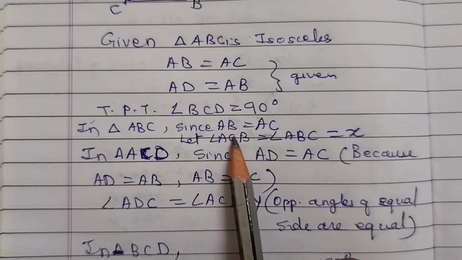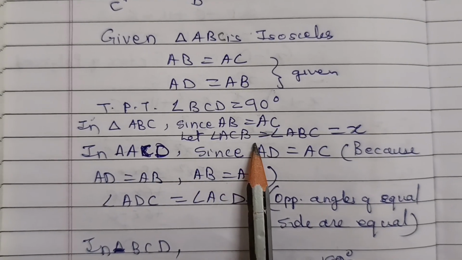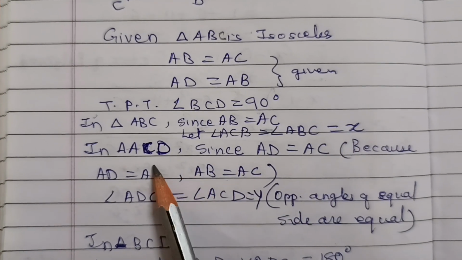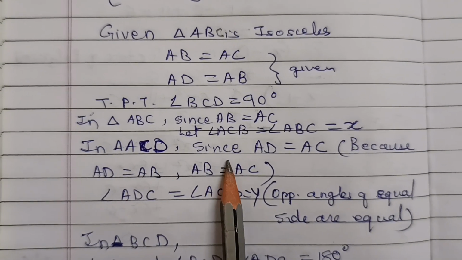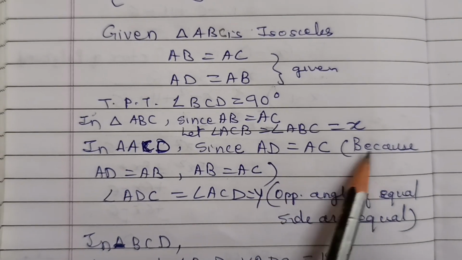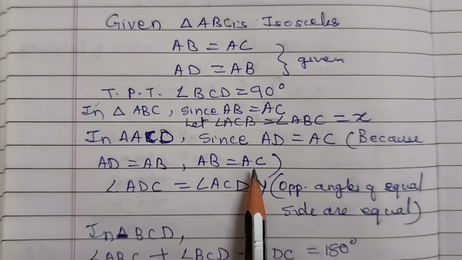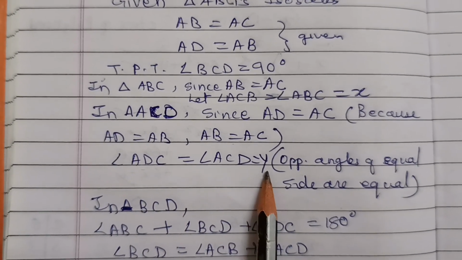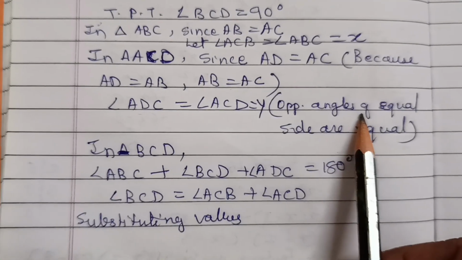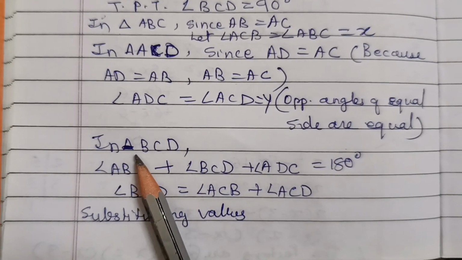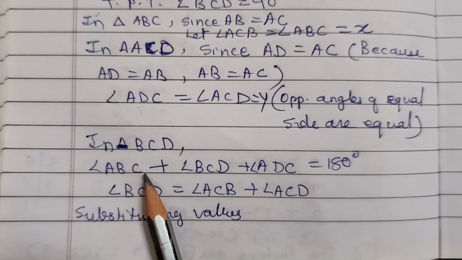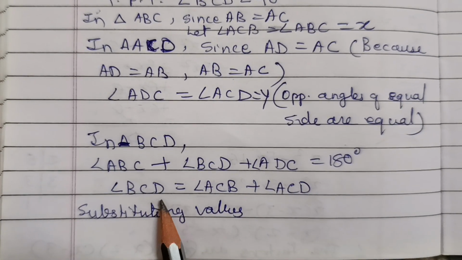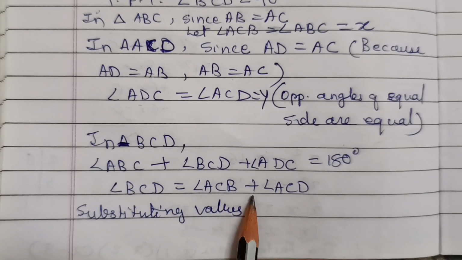In triangle ABC, since AB is equal to AC, let angle ACB is equal to angle ABC is x. We will consider this as x. Then in triangle ACD, since AD is equal to AC, because AD is equal to AB and AB is equal to AC, angle ADC is equal to angle ACD is equal to y. Angles opposite to equal sides are also equal. In triangle BCD, angle ABC plus BCD plus ADC is equal to 180 degrees. So BCD is equal to ACB plus ACD.